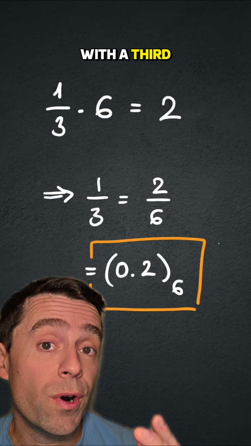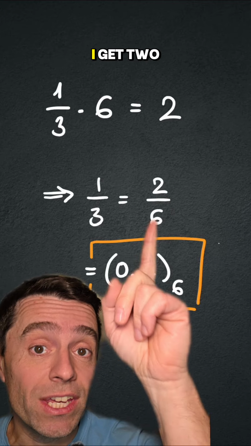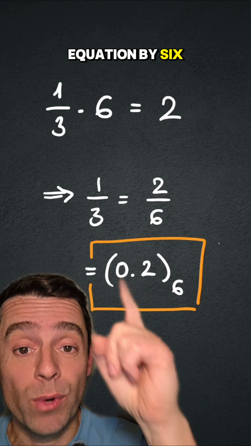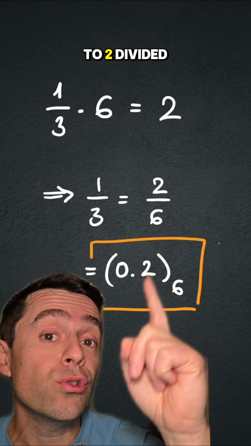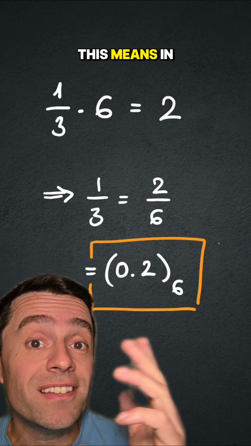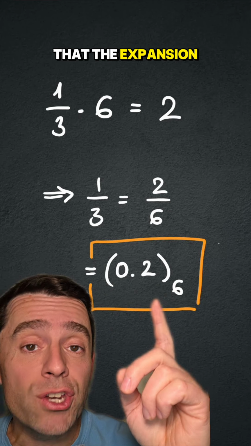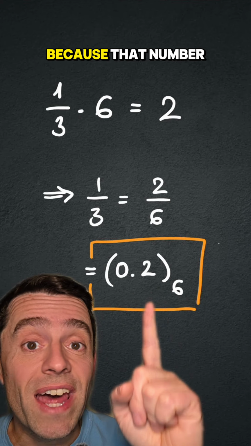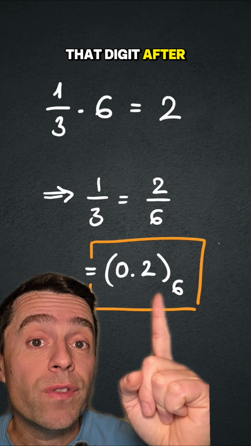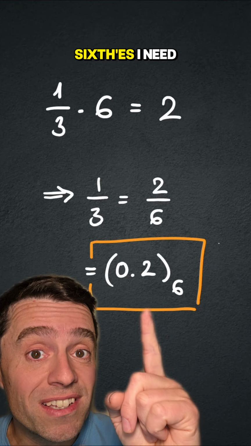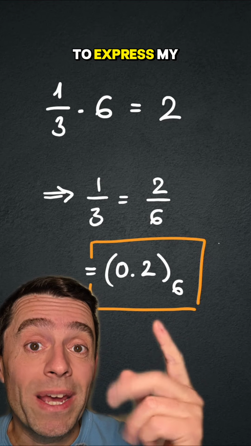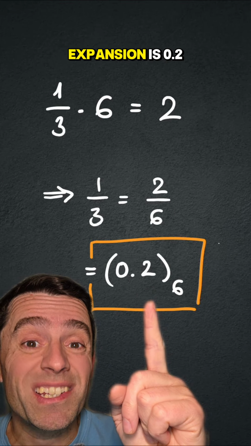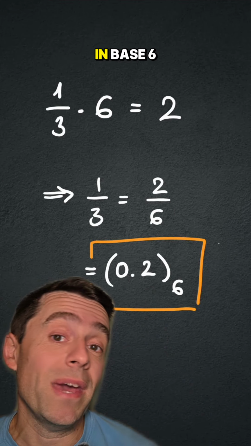Let's start with a third. If I multiply a third by 6, I get 2. And then if I divide that equation by 6, what I get is that a third is equal to 2 divided by 6. This means that the expansion in base 6 for a third is 0.2, because that digit after the point indicates how many sixths I need to express my number. So what I need is 2 divided by 6, so the expansion is 0.2 in base 6.